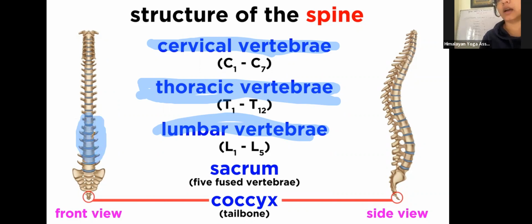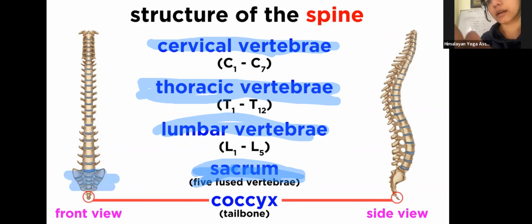And then we have sacrum. These are the 5 fused vertebrae. And then the last we have coccyx. So this is sacrum, and this is coccyx.